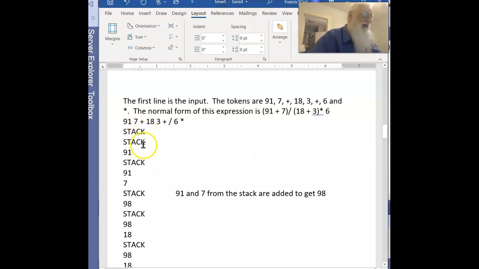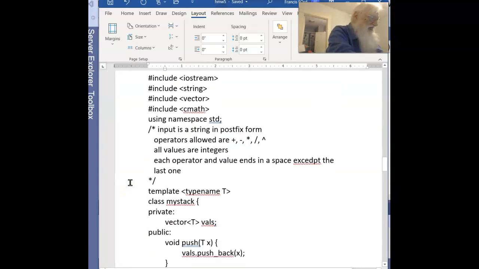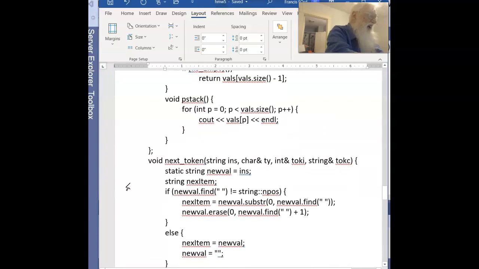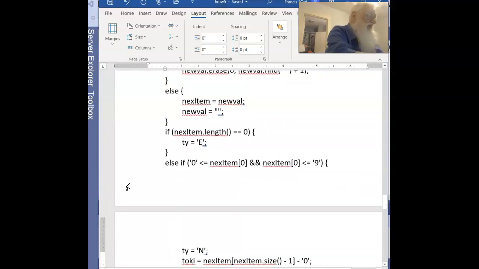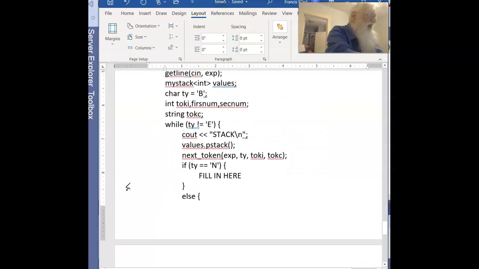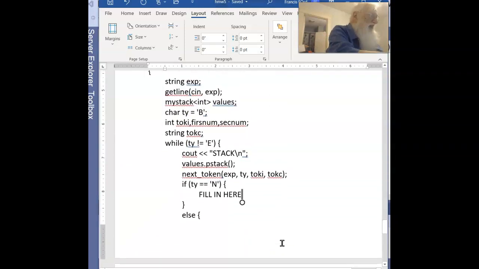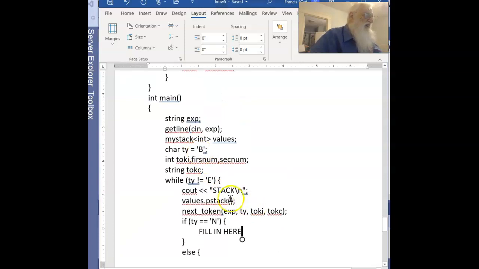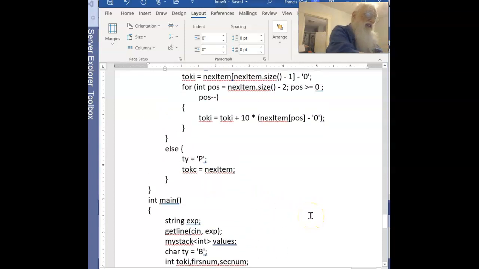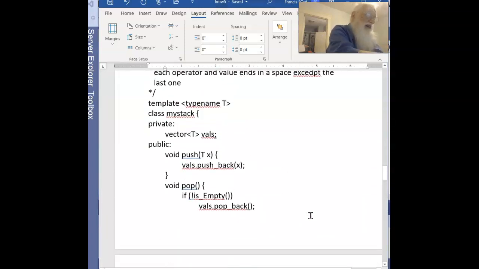Stack is empty. Next stack, it has 91 in it. Next stack, it has 91 and 7 in it. I am actually writing out the stack several times. I write it in the main, I think it's my stack P list somewhere. It must be, here it is, print stack. So I'm doing that so I can watch it. You can take that out if you want. I don't particularly care.